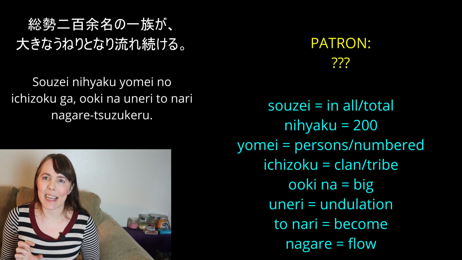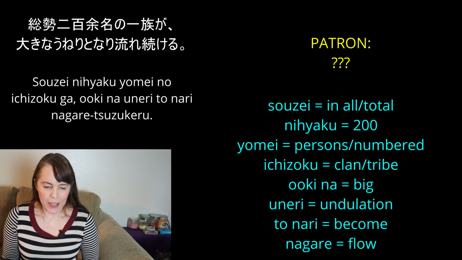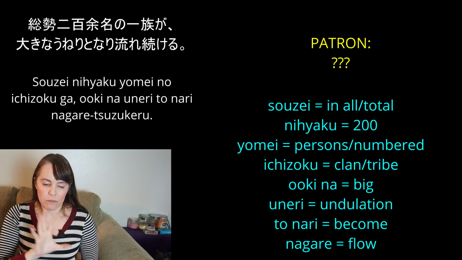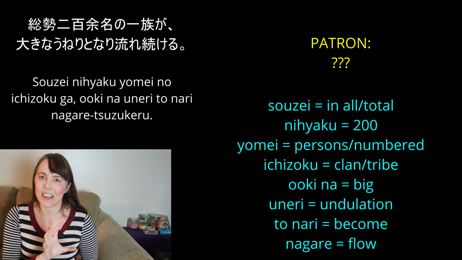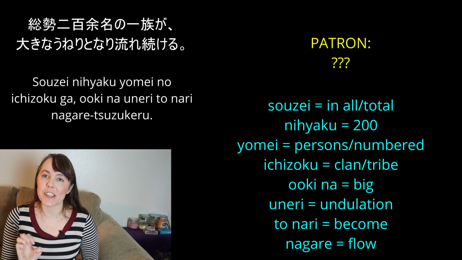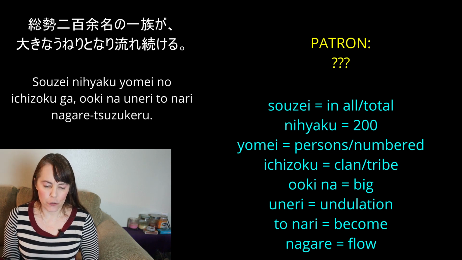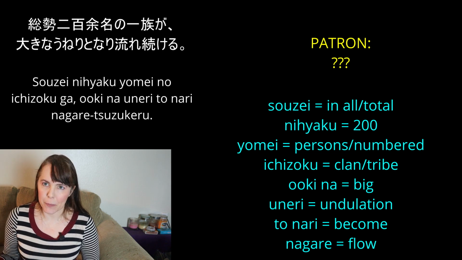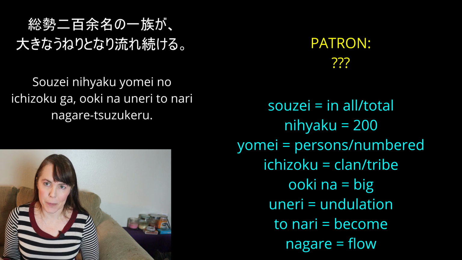So 総勢 means like in all or total. 204名 is just 200 people basically. So this 200 people in total is an adjective. It's a modifier for ichizoku, which is clan or tribe. So the tribe of 200 people in total is what that first part means.